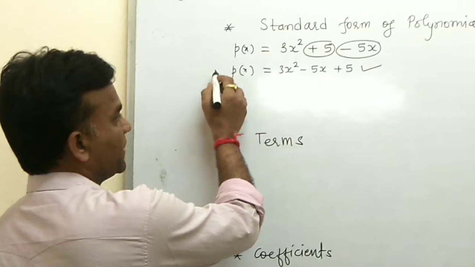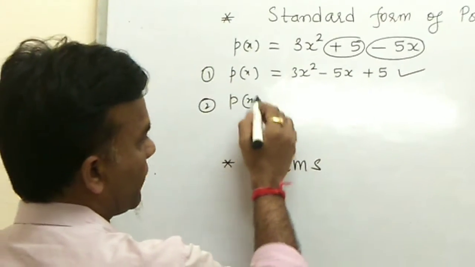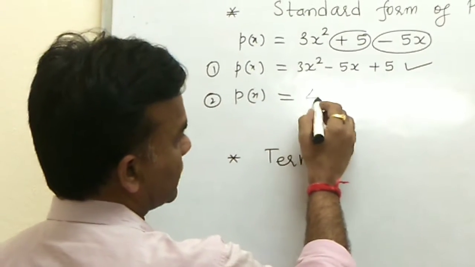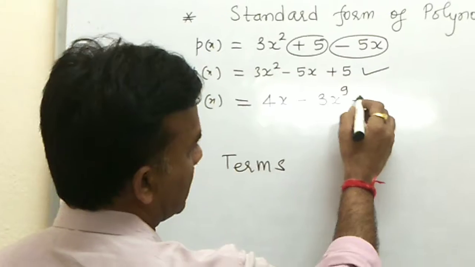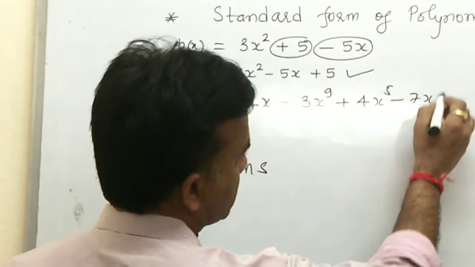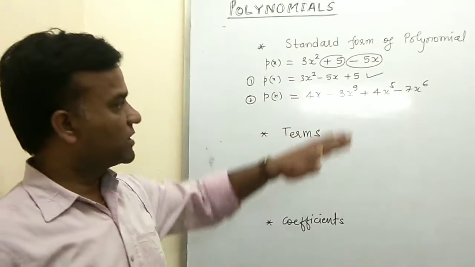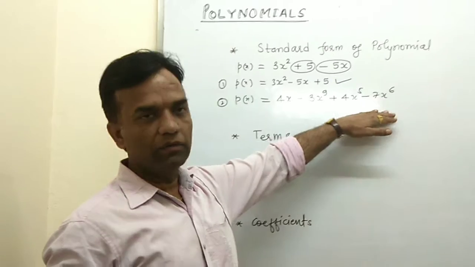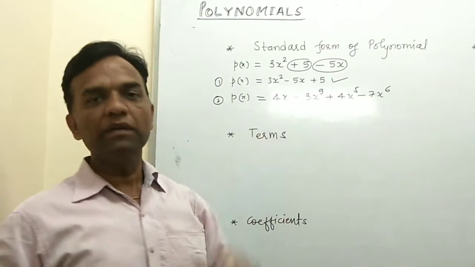Okay, one more example here. Suppose this is the first example. Now the second example is here. You have, suppose, p of x equals 4x minus 3x to the power 9 plus 4x to the power 5 minus 7x to the power 6. Okay, this is also an irregular form, because there are so many terms, but their degrees are not in the standard form.